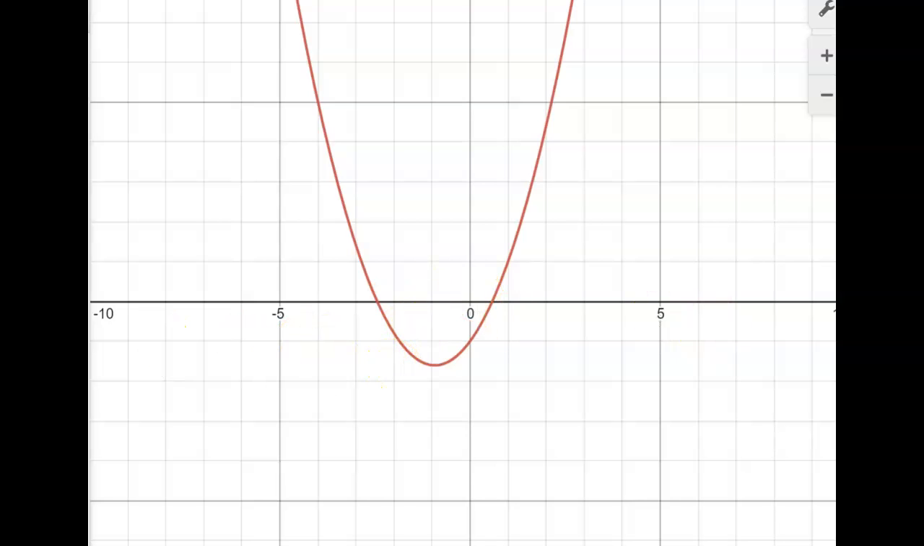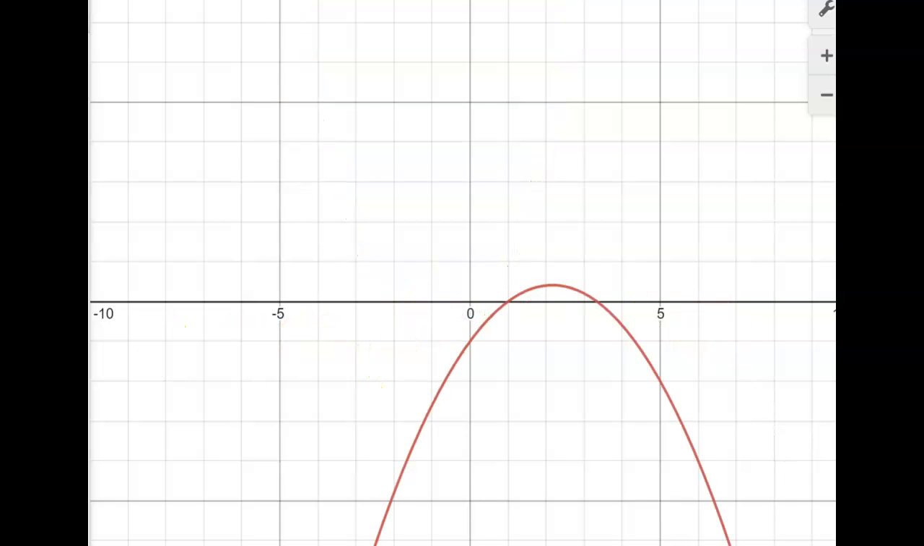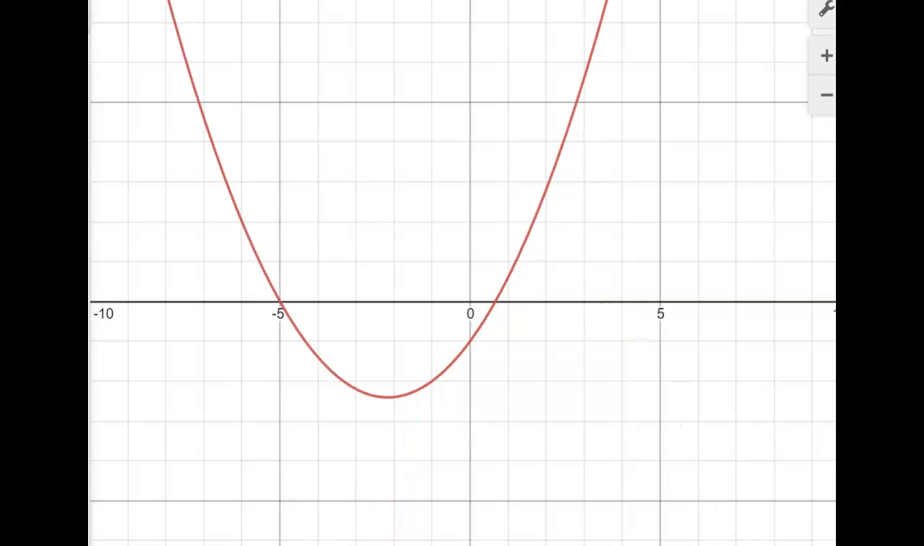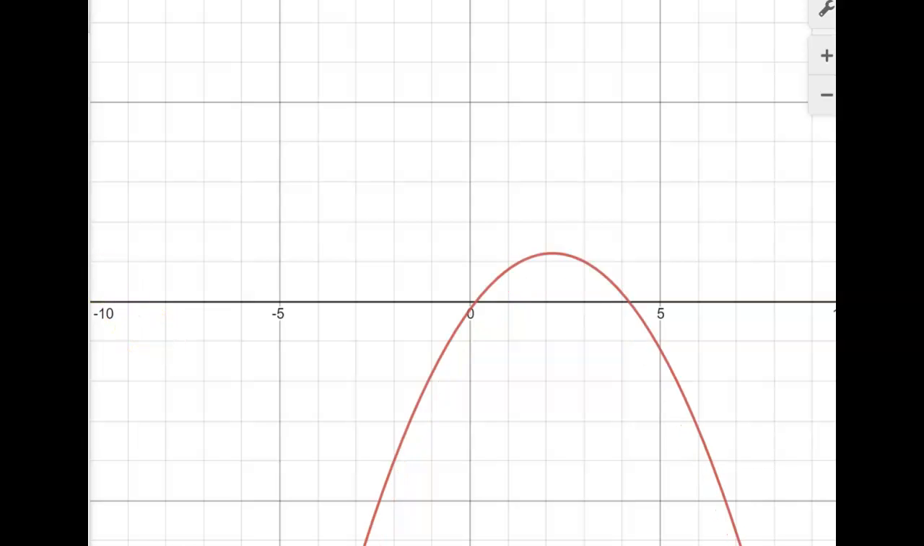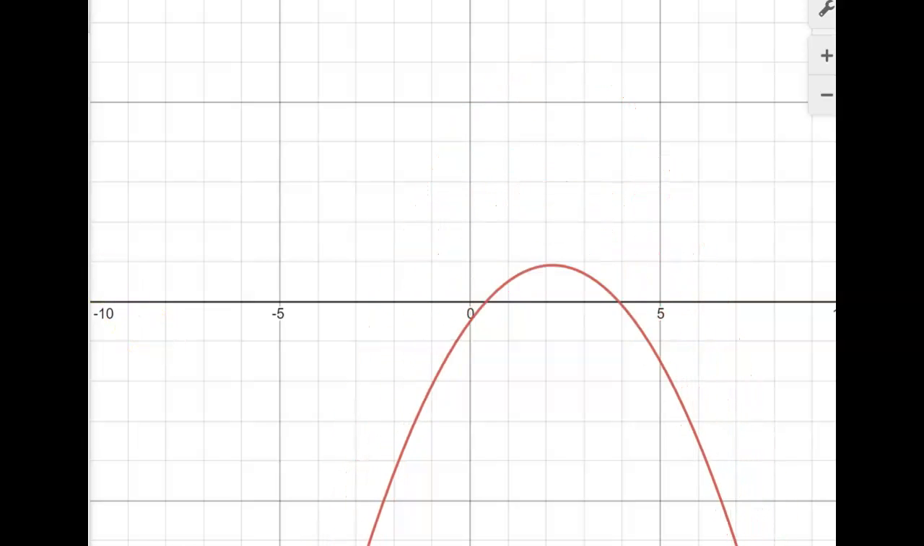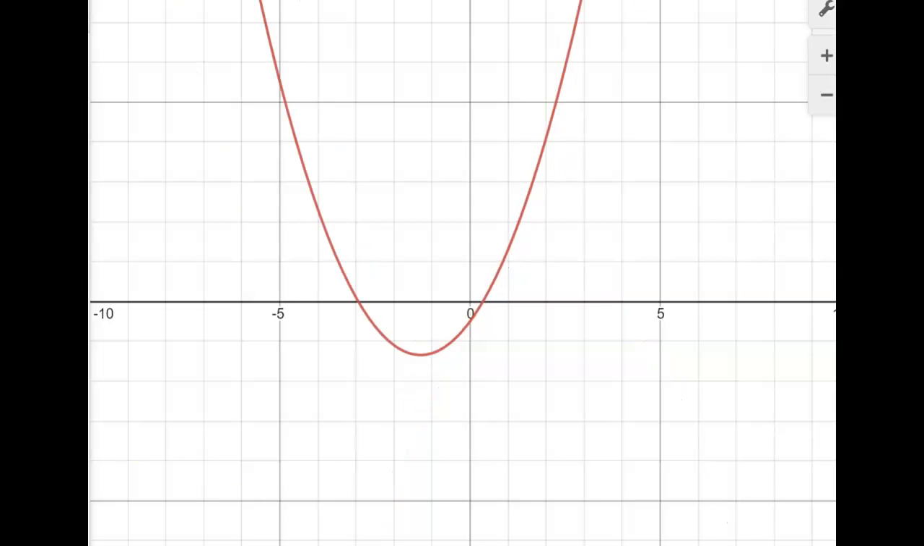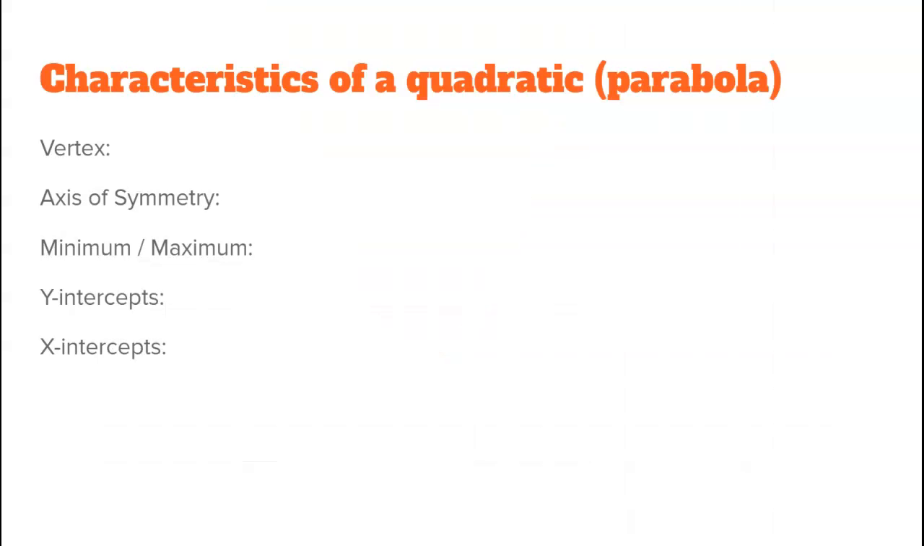We want to know, is it going to be going upside down, or is it going to be going like a happy face? We want to know how high it would go and how low it would go, the lowest point. So that's what these characteristics are all about. The first thing we need is vocabulary. Also, a quadratic's shape is going to look like what's called a parabola.